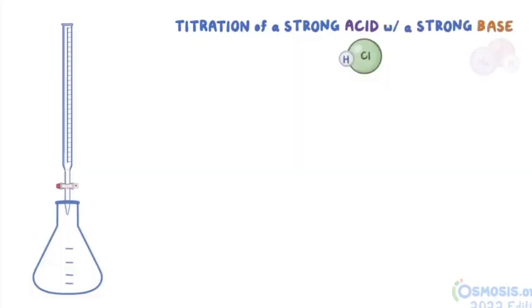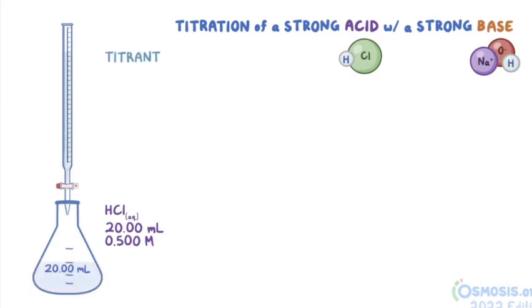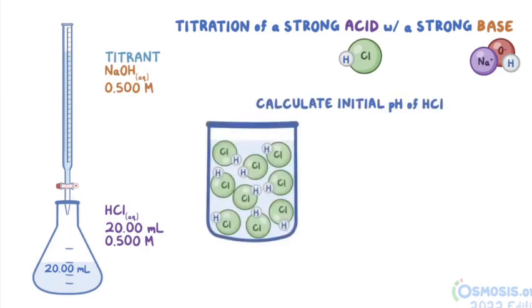Let's consider the titration of a strong acid, hydrochloric acid, with a strong base, sodium hydroxide. Let's say we have 20.00 milliliters of a 0.500 molar solution of hydrochloric acid in a flask. Into the burette, we place the titrant, which is a 0.500 molar solution of sodium hydroxide. Before we start the titration, we need to calculate the initial pH of the hydrochloric acid solution.